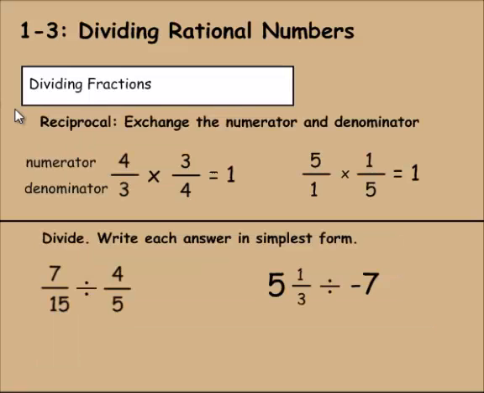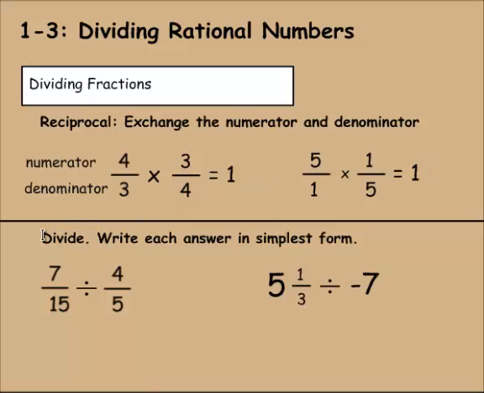When we divide fractions, we need to know what a reciprocal is. A reciprocal is like the exchanging of the numerator and the denominator. And when you multiply a fraction times its reciprocal, it's always going to give you 1. You can even do that with a positive 5. We have 5 over 1, which is just 5. Multiply that times 1/5, and that'll give you 1 as well. So any number times its reciprocal, fraction or not, will give you 1.